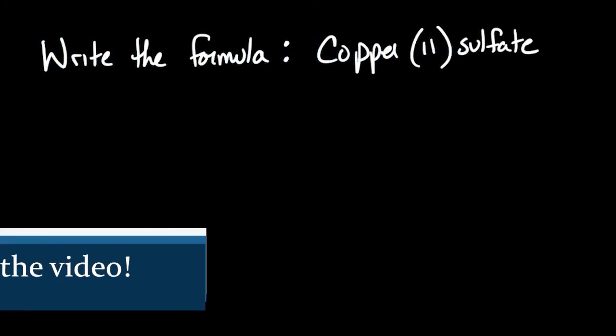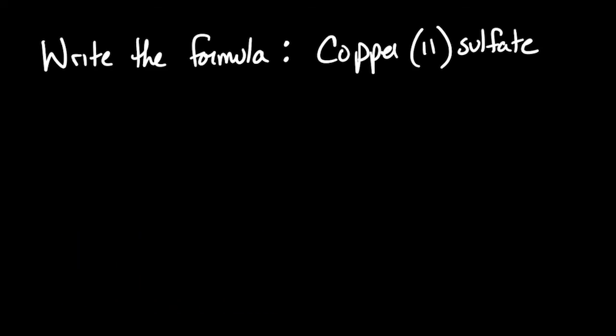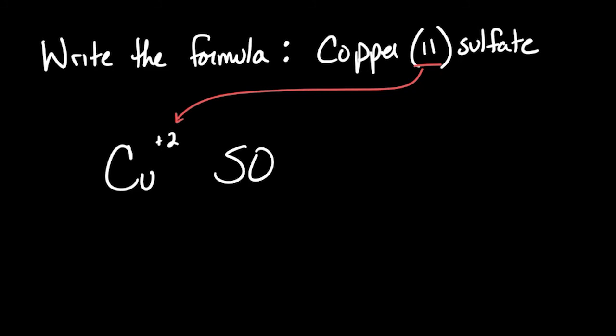Now it's your turn. Pause the video and write the chemical formula for this compound. Okay, so this compound contains copper, which is a transition metal, and I can use the Roman numeral in the name to determine copper's charge. Copper has a +2 charge here. Sulfate is a polyatomic, so SO4 with a -2 charge, and those charges do cancel each other out. So my chemical formula is CuSO4.